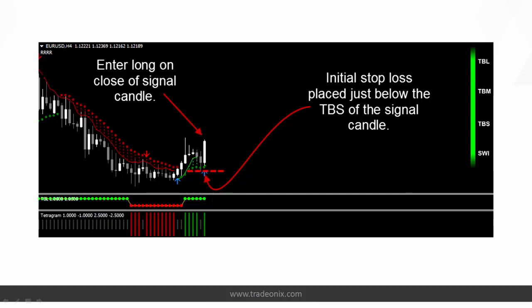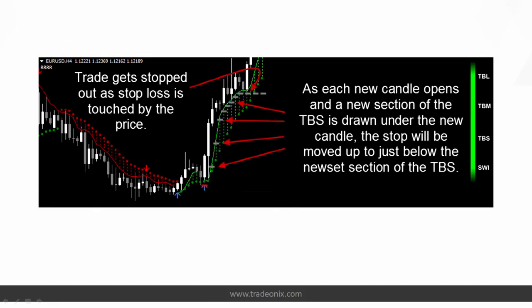We entered long on the close of the signal candle, and the initial stop loss is placed just below the TBS of that signal candle. The trade gets stopped out as the stop loss is touched by the price, but this doesn't happen for a while. As each new candle opens, and a new section of the TBS is drawn under the new candle, the stop will be moved up to the new section just below each new candle.